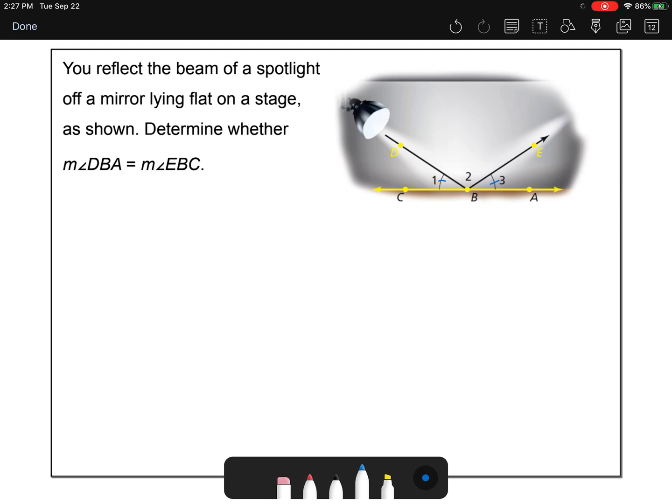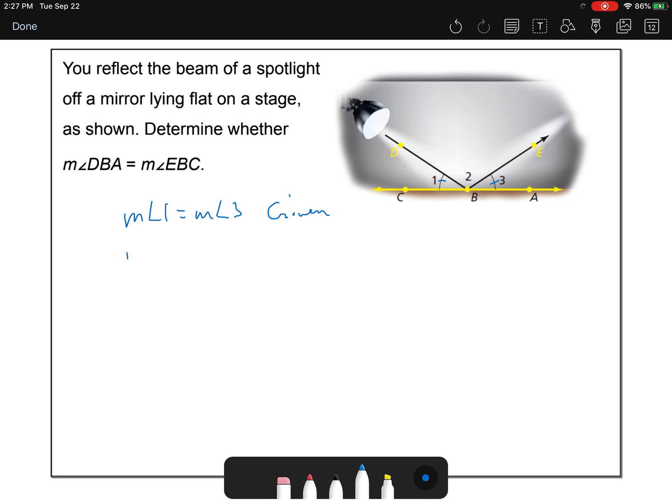So I'm going to erase this. Keep the goal in mind. We're trying to prove those big angles are congruent. We know that angle 1 is equal to angle 3 because it's given. So I'm going to say the measure of angle 1 equals the measure of angle 3 because it's given. We know that's equal. Okay?